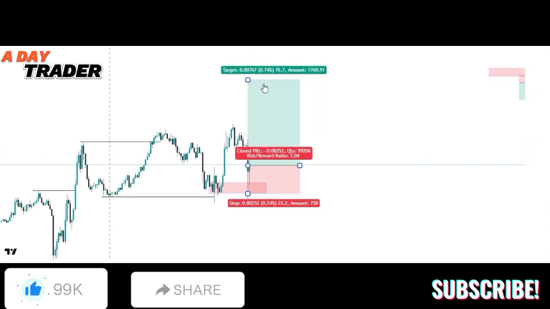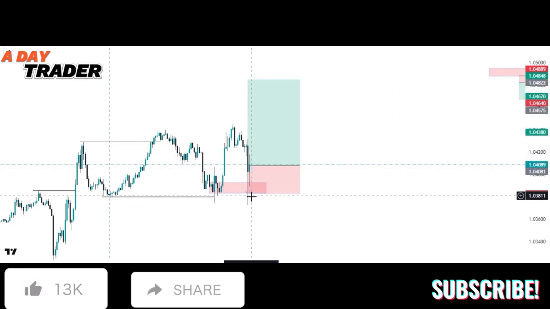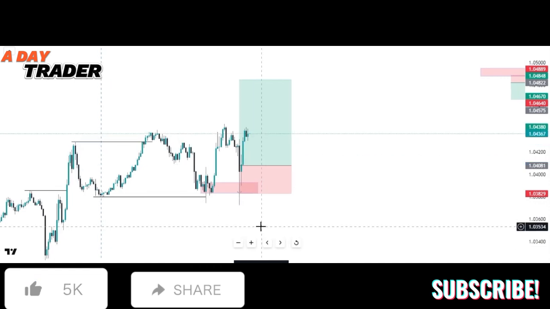So 1:3 is the minimum for this particular setup. Now we have our 1:3, we have our SL below here. We just play and see whatever the price is going to do.